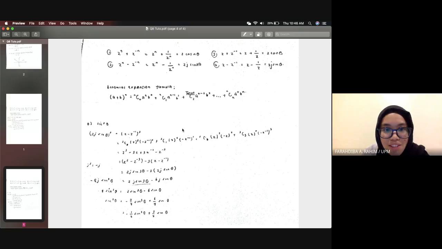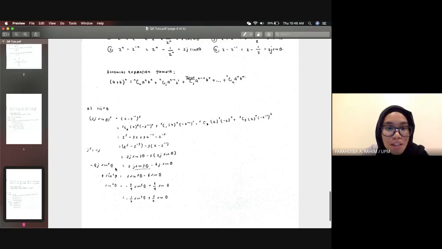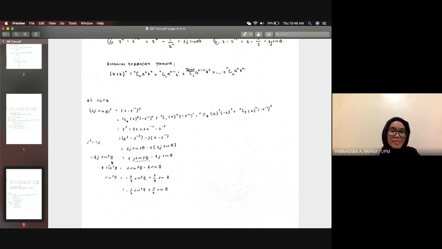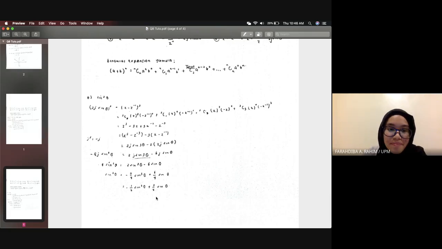So I get this, and you can see here this part is imaginary, and this part is also imaginary. So we can compare them, and the equation asks for only sine 3 theta, so I divide everything by 8, and I get the final answer. Okay, that's all. Any questions?